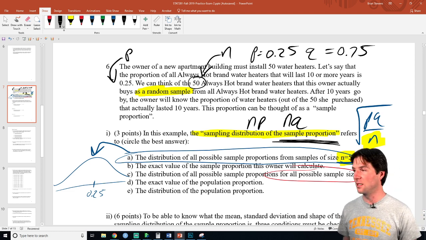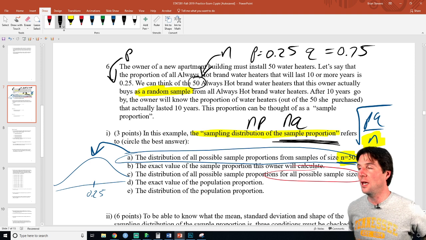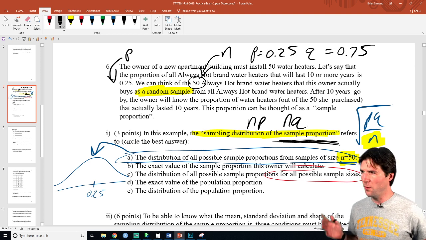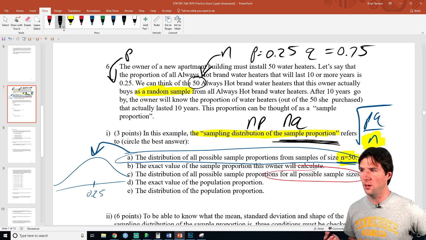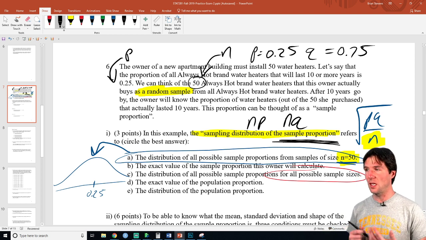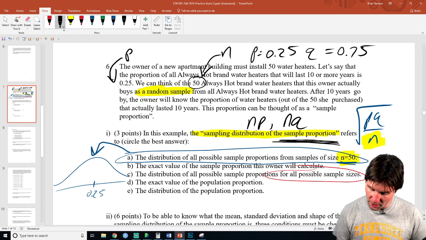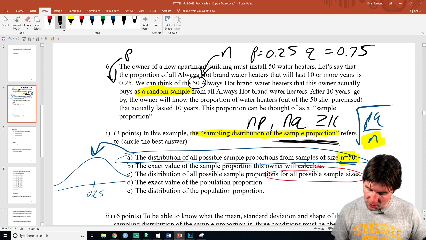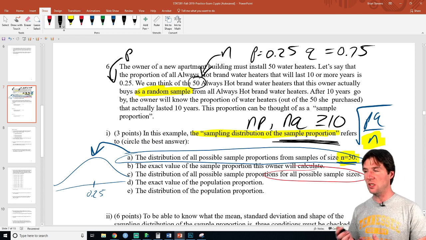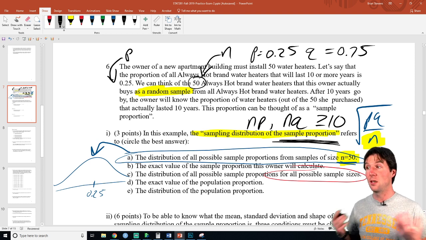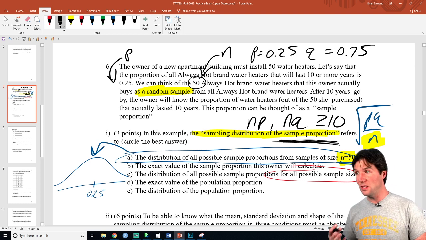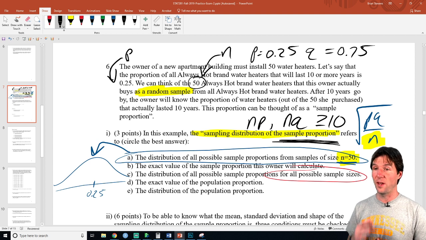Nice job, Jade and Dylan, great job. So P and Q are 0.25 and 0.75 respectively. Can you figure out what P and Q are? Because the success failure condition says that NP and NQ both need to be greater than or equal to 10, which gets confusing because we just did the less than 10% condition. Now we need to have at least 10 successes and at least 10 failures.